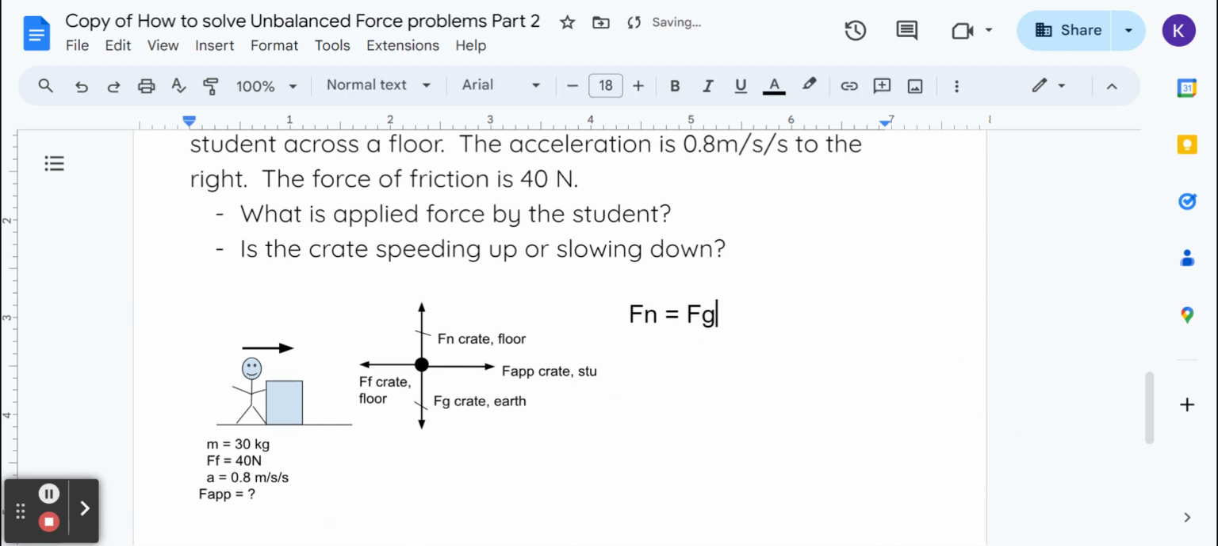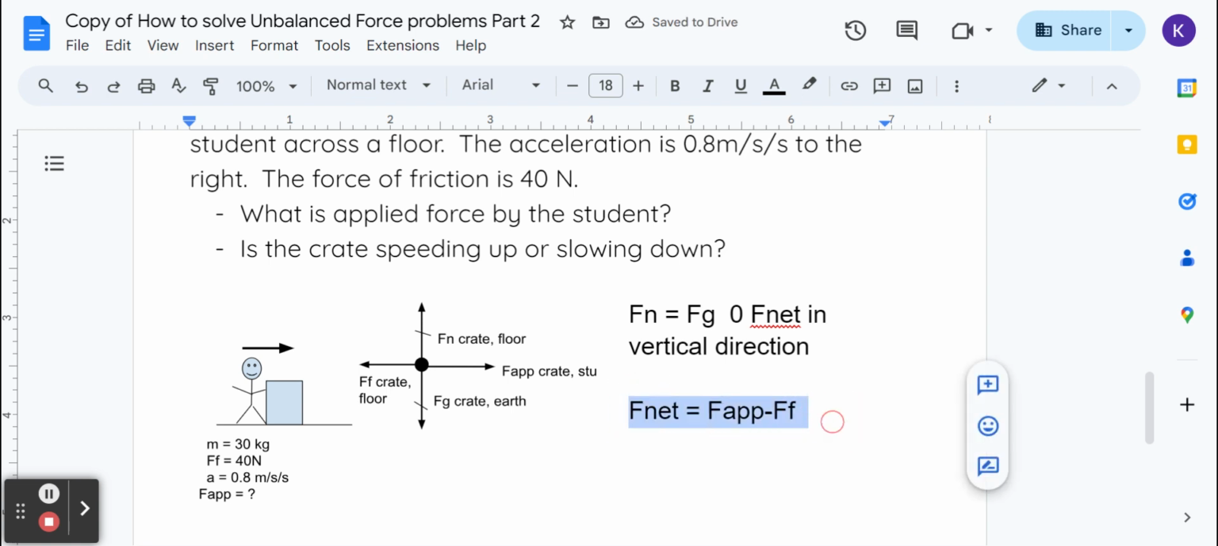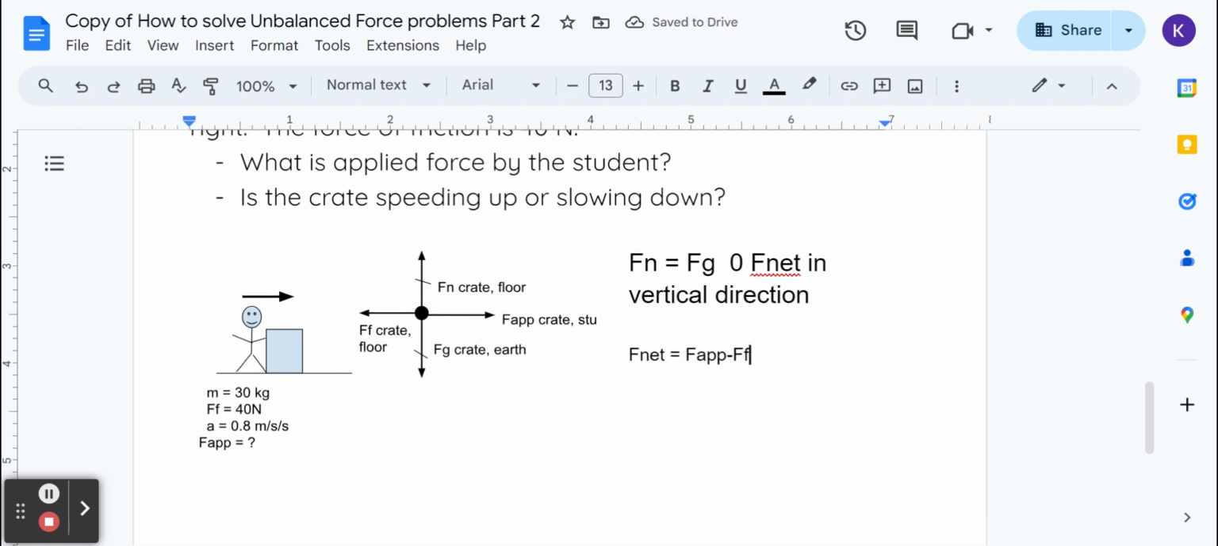It's unbalanced in the horizontal direction. So I'm going to say Fn equals Fg. There's zero net force in the vertical direction. So I'm going to be concerned with the horizontal. The horizontal net force is going to be the applied force minus the force of friction because it's right minus left. Now, once again, this is a great equation, but I can't use it yet because the net force is unknown and the applied force is unknown. The only force that I know is the force of friction, which is 40 newtons.